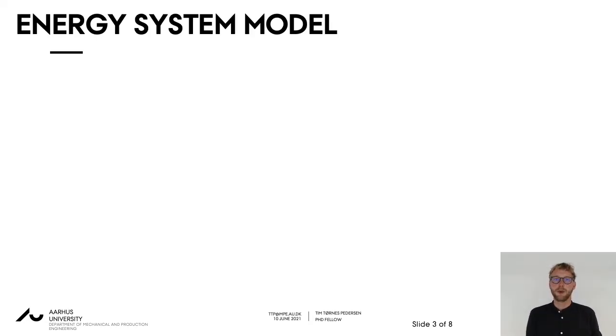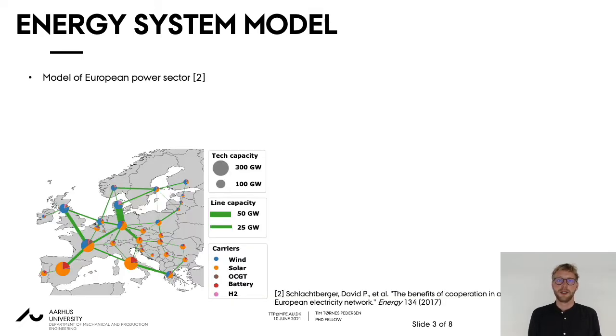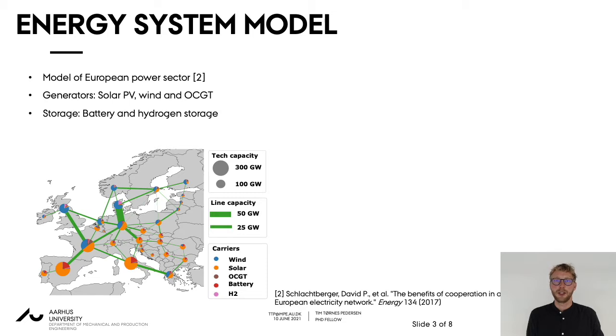In this work, we have used a simplified version of our model of the European power sector. In this simplified version of our model, we have 3 energy generating technologies. These are namely solar PV, wind turbines, and open cycle gas turbines. We have also included 2 storage technologies. These are battery and hydrogen storage. We have enforced a 95% CO2 reduction constraint on the model to look at some highly decarbonized future scenarios.